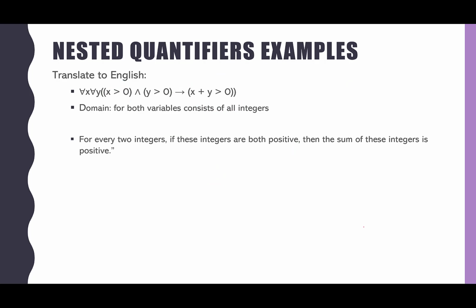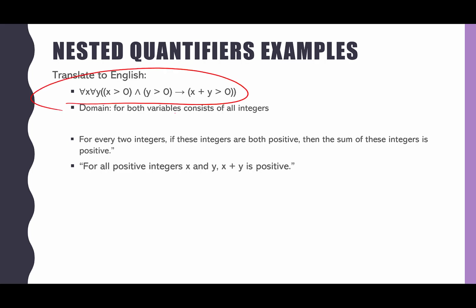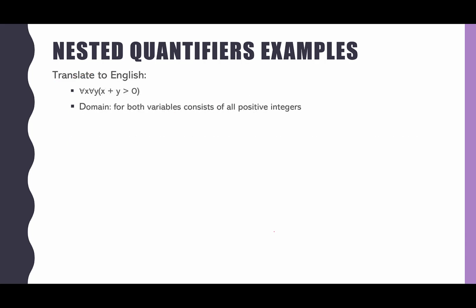Okay, so we're saying for every 2 integers, if these integers are both positive, then the sum of these integers is also positive. Okay, that one feel a little bit better? The math ones are a little easier sometimes instead of the English ones. Okay. In other words, for all positive integers x and y, x plus y is positive. That's a simpler way to say that. Okay. But in a proof, that might be needed to write it that way. Okay. Translate this one to English.